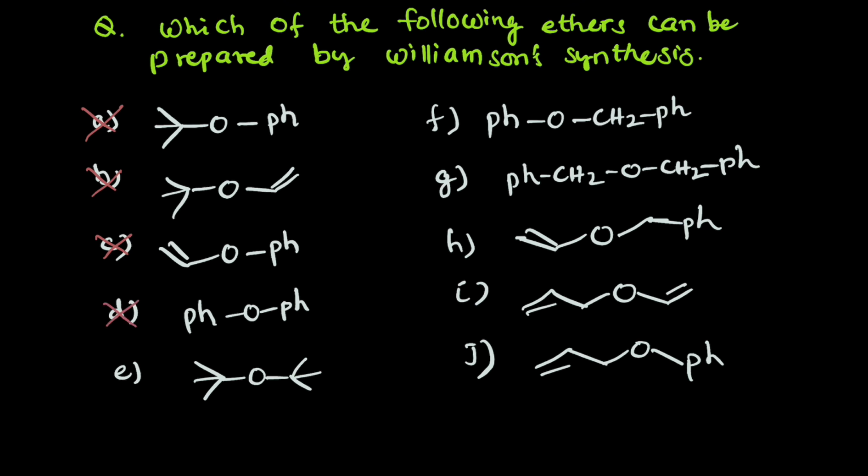Therefore A, B, C, D, E are not favorable for ether preparation by Williamson synthesis. F, G, H, I, J are useful. This compound can be prepared by Williamson synthesis.